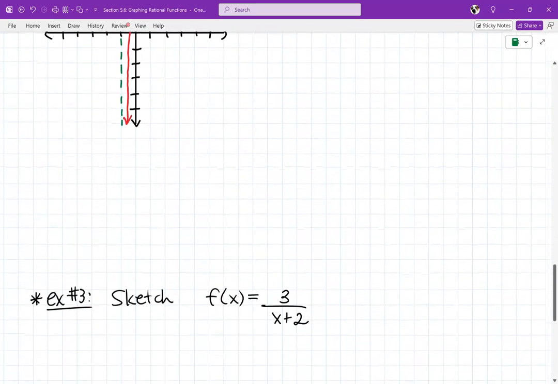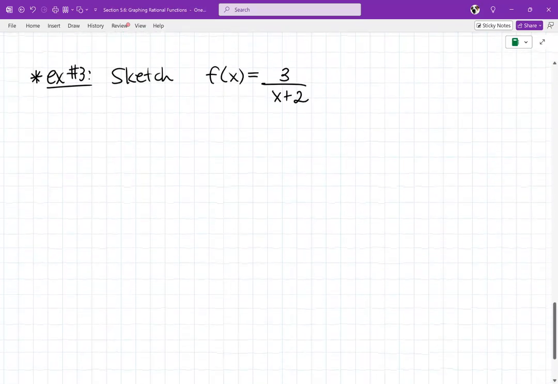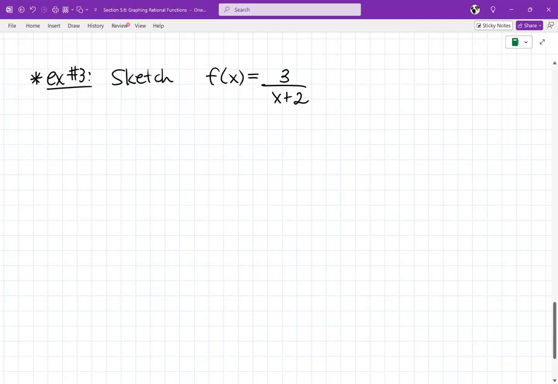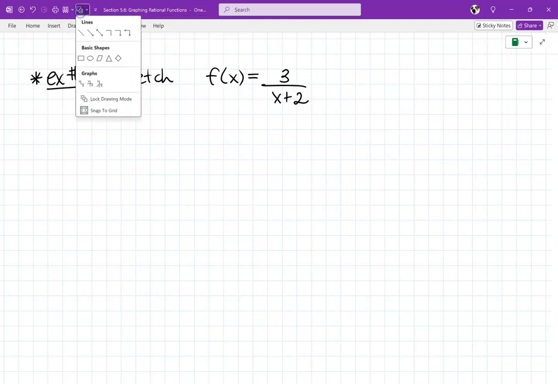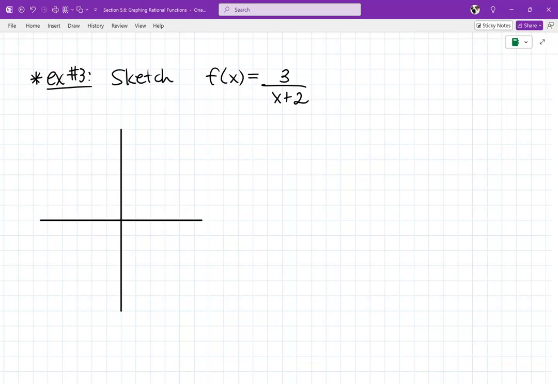All right, let's do example 3. Again, some of these are your homework problems, so it's not a big deal, right? We're not wasting your time here. So we're going to sketch f of x equal to 3 over x plus 2. Again, I'm going to draw a coordinate plane really quick, so let me just do that. Right, so 1, 2, 3, 4, 5.